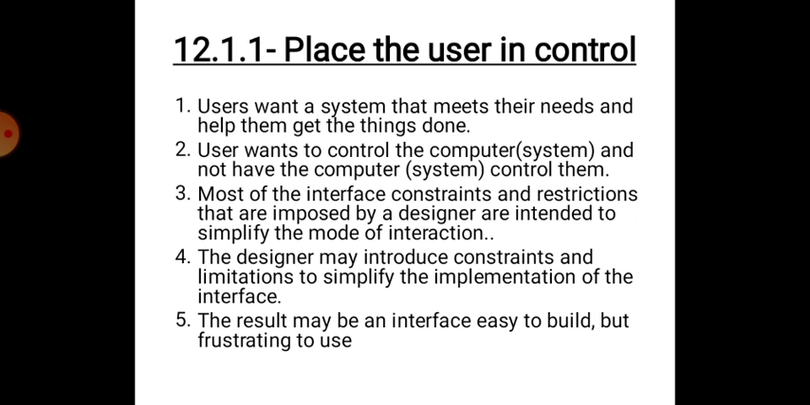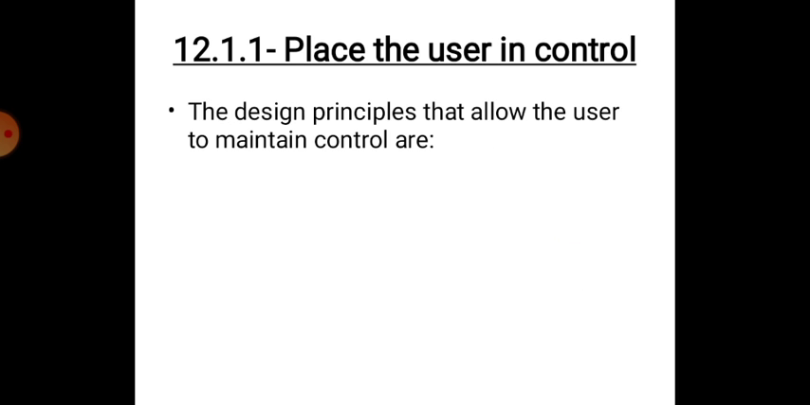Point number 4. The designer may introduce constraints and limitations to simplify the implementation of the interface. So the designer can put constraints or some limitations so that interface implementation is easy. Point number 5. The result may be an interface easy to build but frustrating to use. See, the interface is for the user and not for the developer. So many times a developer would design a good interface, but that will lead to frustration of the user. That should be avoided.